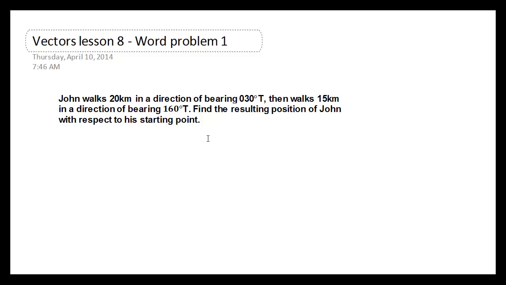So what we want to do is firstly take note of the fact that there are two vectors in this question. The first vector is where he walks 20 kilometers in the direction of 30 degrees true. So we're going to draw that bearing to start off.